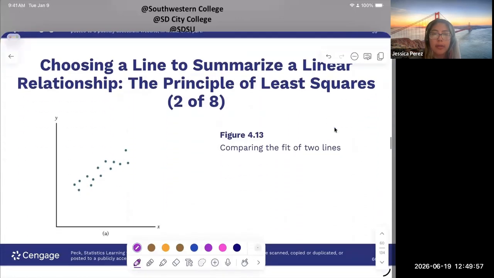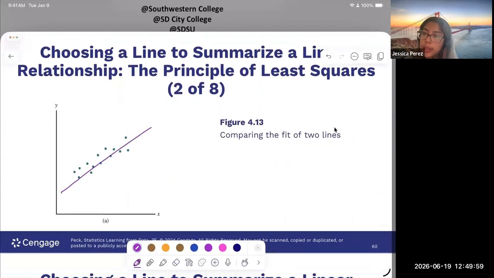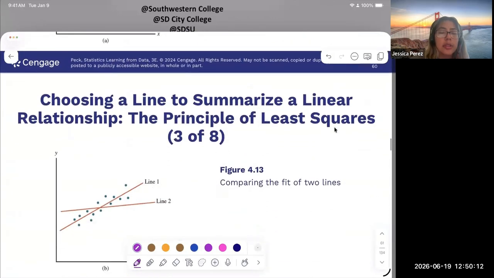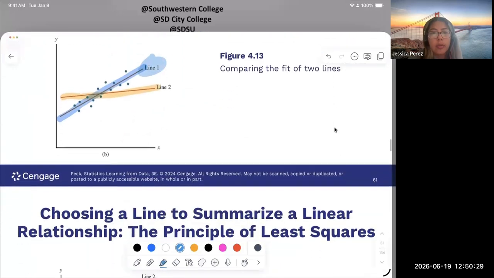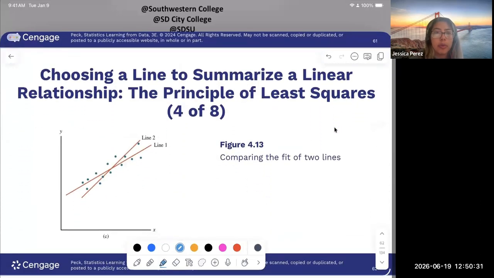Let's look. So this is A. Yes, we can create a line. It looks like it's going to have a positive linear correlation, and a strong linear correlation. So we have line 1 and line 2. Which looks better, line 1 or line 2? Well, how many times does it touch more times? The points touch more in line 1. So line 1 seems to be the most appropriate.